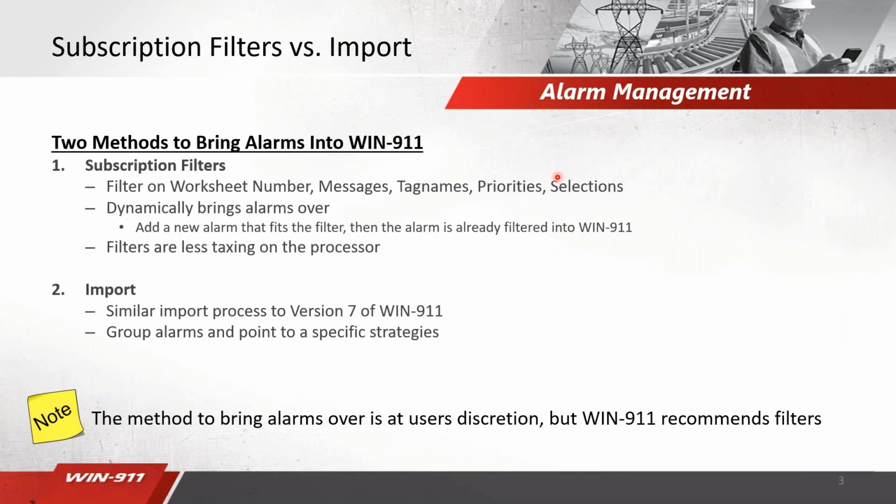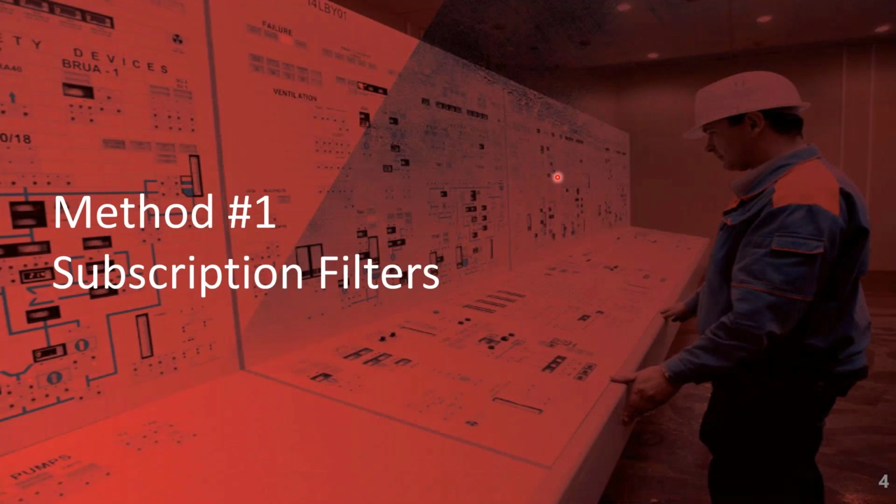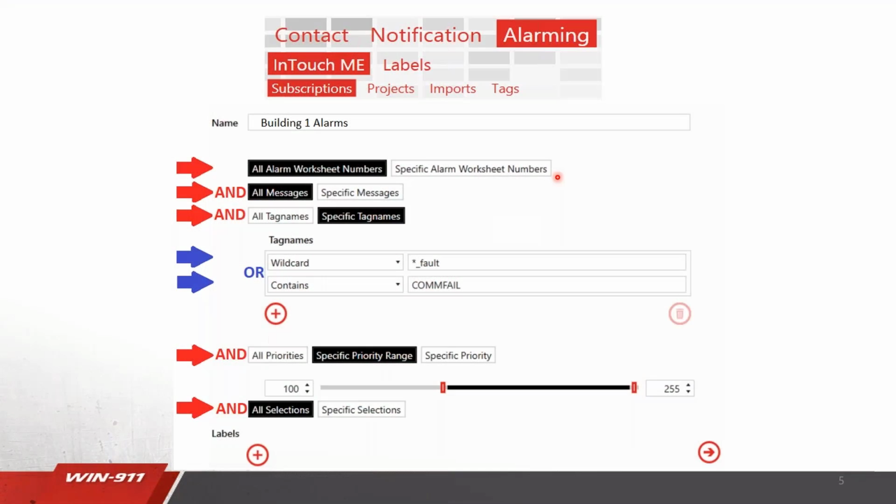So firstly, we'll talk about the subscription filters and the different ways to be able to do that. Next, we'll be talking about how to import if you'd like. With method one, these are the options that you have. Probably the most common is to select a worksheet number, or you could do a specific message, or even select specific tag names if you'd like. There's also a way of bringing in by priority and other selections as well, specific selections if you'd like.